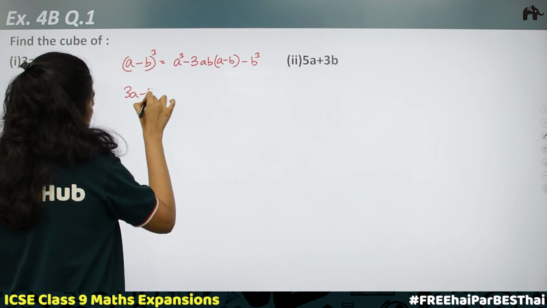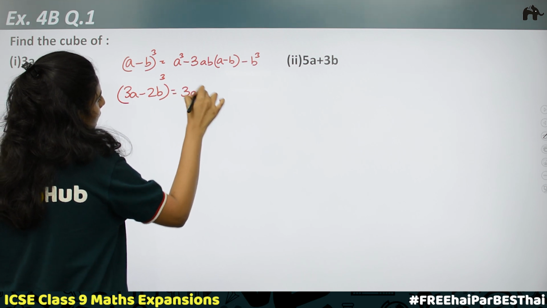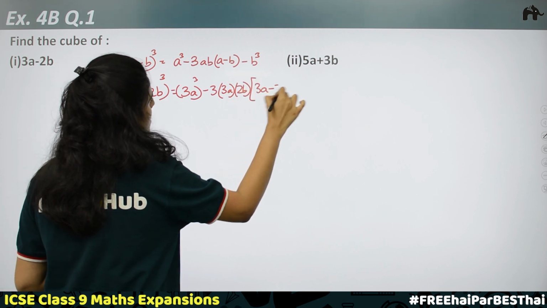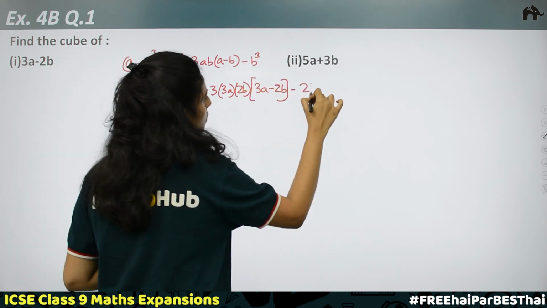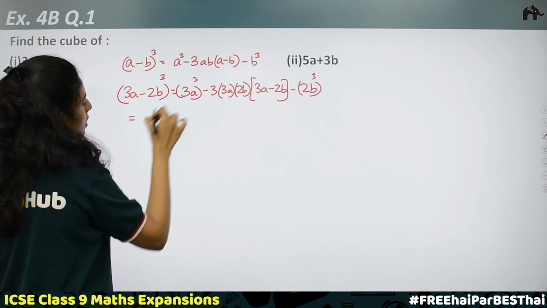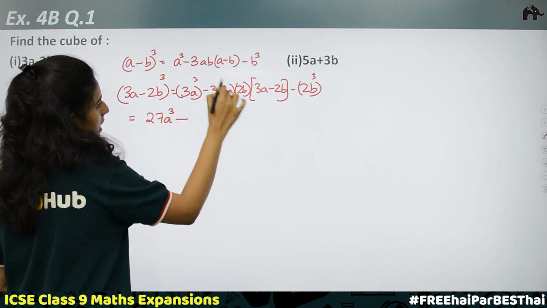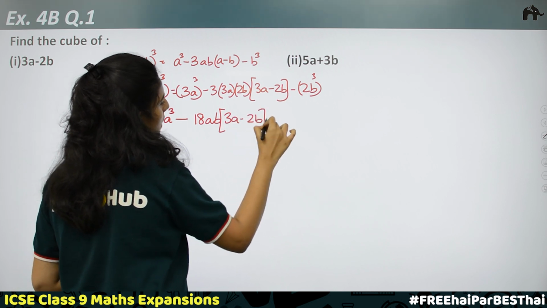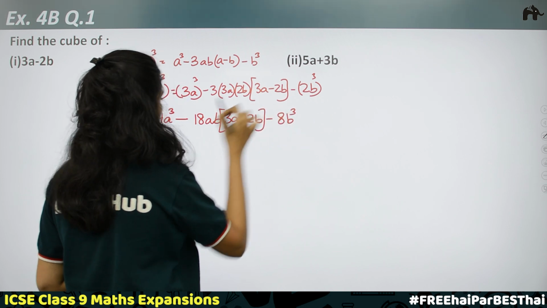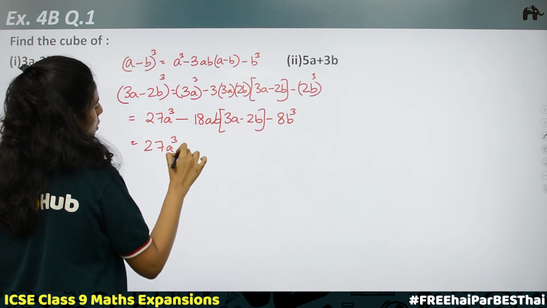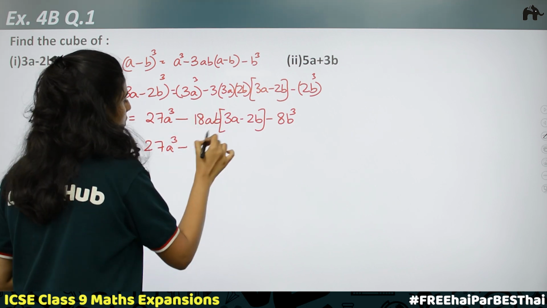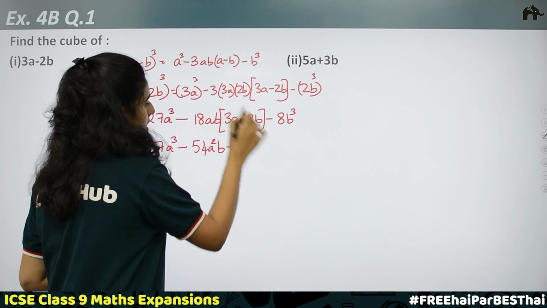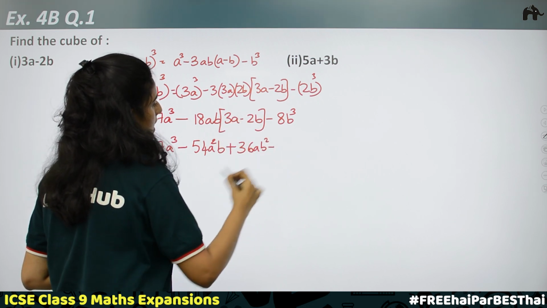Substituting, 3a minus 2b whole cube is equal to 3a cube minus 3 into 3a into 2b into 3a minus 2b minus 2b whole cube, which is equal to 3 cube 27, a cube minus 3 into 3 is 9, 9 into 2 is 18, 18ab into 3a minus 2b minus 2 cube is 8, 8b cube, which is equal to 27a cube minus 18 into 3 is 54a square b, minus of minus plus 18 into 2 is 36, 36ab square minus 8b cube.